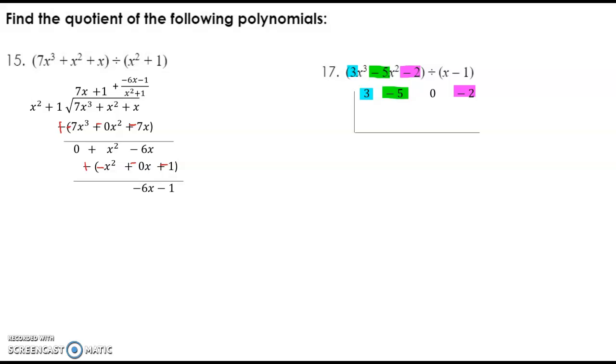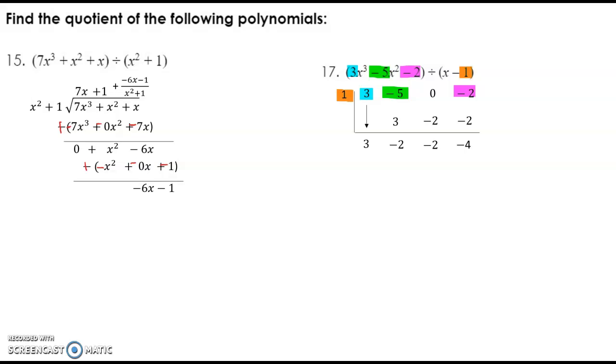And then I want my k value on the outside to be in the form x minus k. So since I have x minus 1, it's already in that form, so my k value here is 1. So then next, to start my synthetic division, I just want to bring down that 3. And then now I want to multiply 1 times 3, which will give me 3. And then now I'm adding negative 5 and 3 to get negative 2. And I'm multiplying 1 times negative 2 to get negative 2, adding 0 and negative 2 together to get negative 2. And then 1 times negative 2 gives me negative 2 once again. And then negative 2 plus negative 2 gives me negative 4.